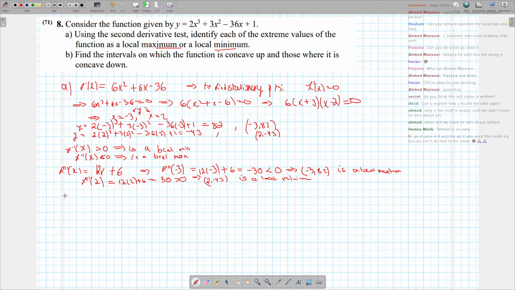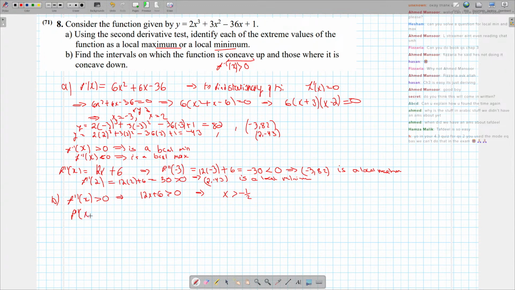This is very easy. Part B is the part where some people may get confused. Find the intervals on which it's concave up and those where it is concave down. When I say it's concave up, that means I need to know when f double prime of x is greater than 0. When is it concave up? Let's see, f double prime of x greater than 0. So that means 12x plus 6 is greater than 0. That means x is greater than minus 1 over 2. Just solve it. Take 6 to the other side, becomes minus 6. Minus 6 divided by 12 is minus half. So x is greater than minus half.